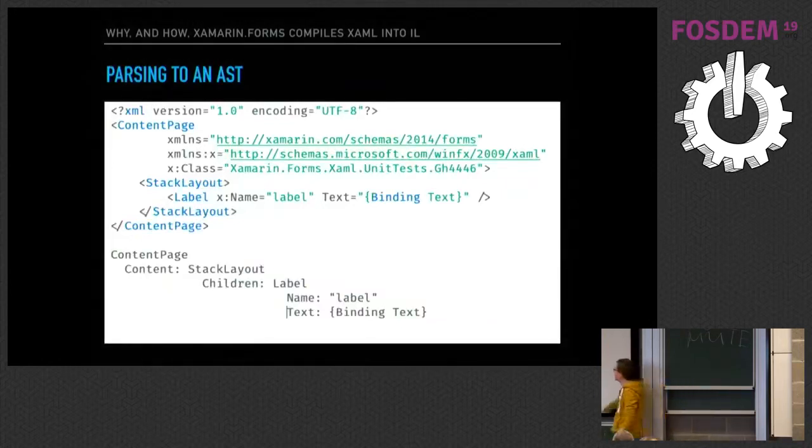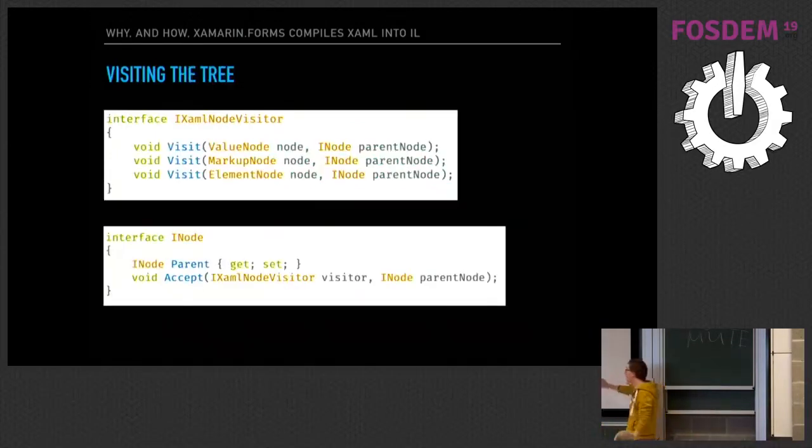So what do we do? How do we achieve that, compiling XAML into IL? So we have that XAML, exactly the same as before. And we pass that to an AST. An AST, yeah, is just a tree. It has a content page. The content page has a property content, which is a stack layout, which has a property children. And the children is actually a label, which has a name and a text. This is actually exactly the same parser as the one we used to use at runtime in Xamarin Forms. It passes to an AST.